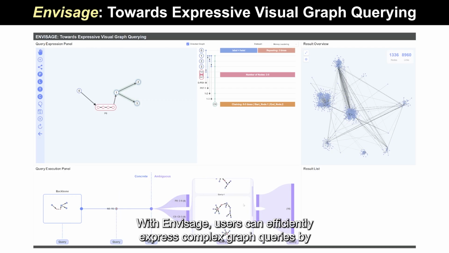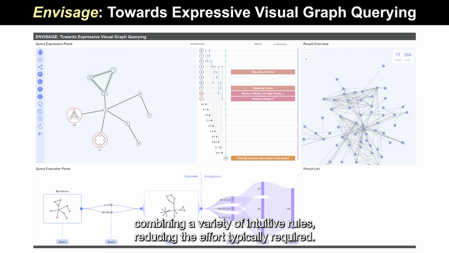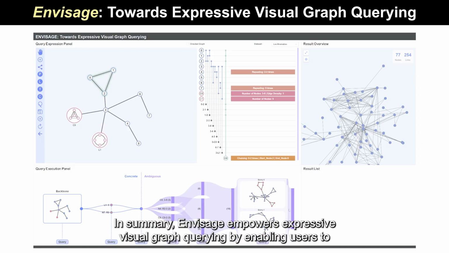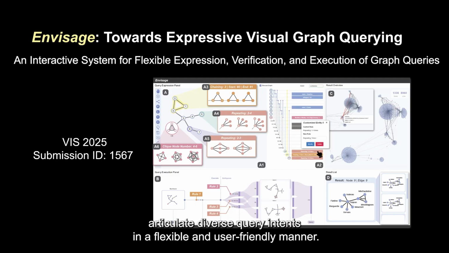With Envisage, users can efficiently express complex graph queries by combining a variety of intuitive rules, reducing the effort typically required. In summary, Envisage empowers expressive visual graph querying by enabling users to articulate diverse query intents in a flexible and user-friendly manner. For more information, we warmly invite you to explore our paper.